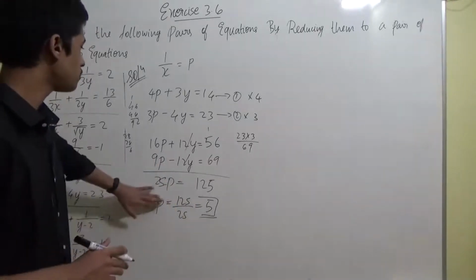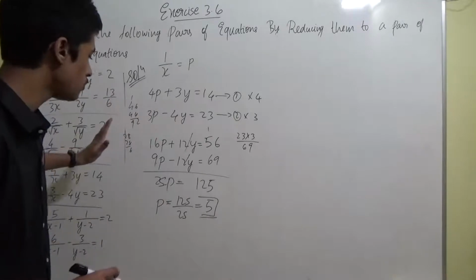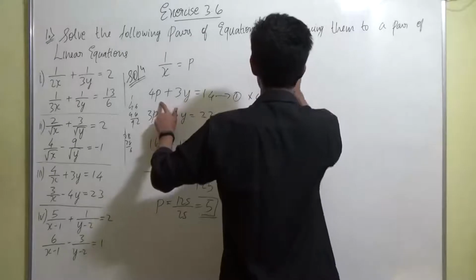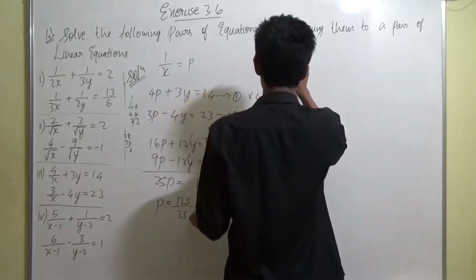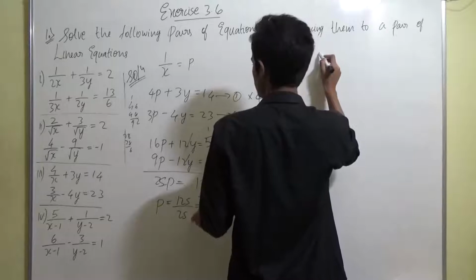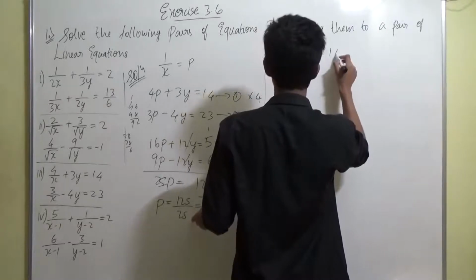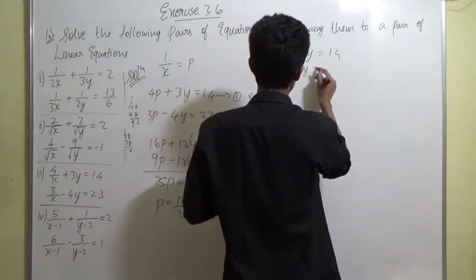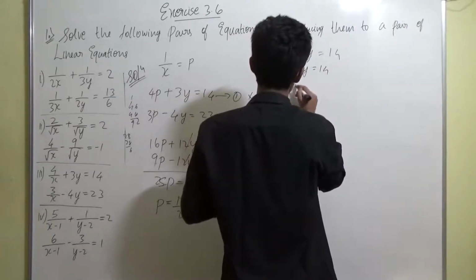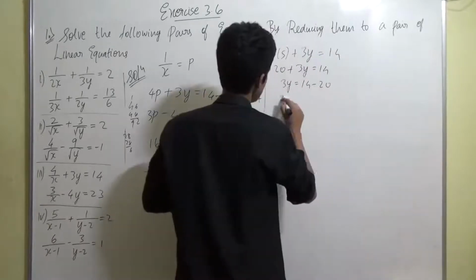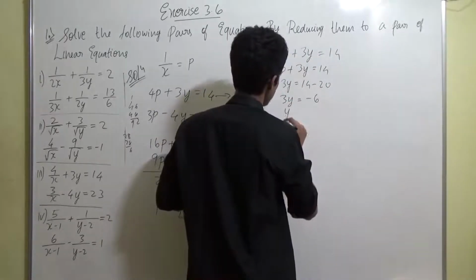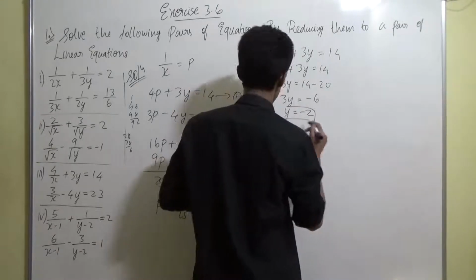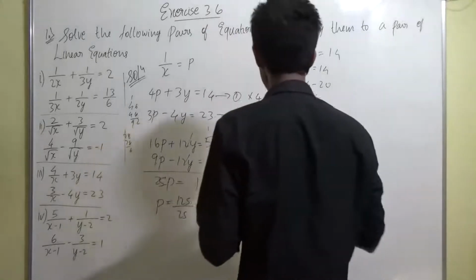Now we'll substitute the value of p back into any of these two equations and find the value of y, right? So I'll substitute this in equation 1. It will become 4 into p, that is 5, plus 3y equal to 14. This becomes 20 plus 3y equal to 14. So 3y will become equal to 14 minus 20, so 3y equal to minus 6. y will become equal to minus 6 by 3, which is minus 2. Getting it? We found the value of p as 5 and y as minus 2.